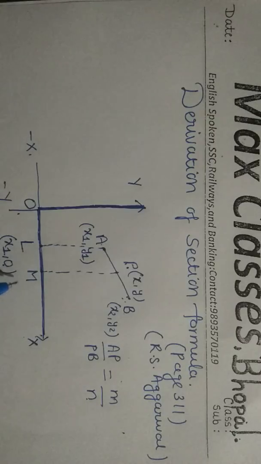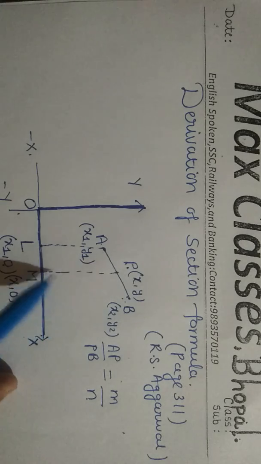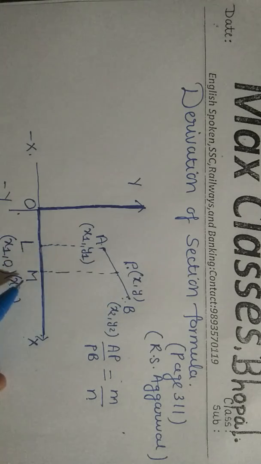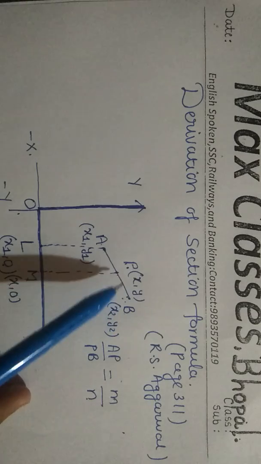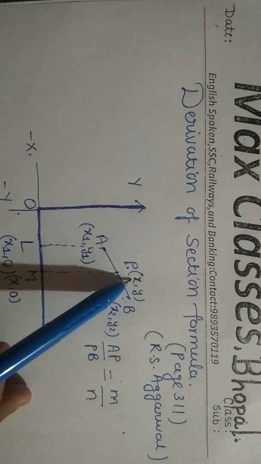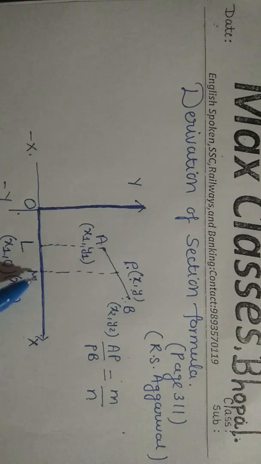Now draw a perpendicular from the point P on the x-axis and name that point as point M, and the coordinate of point M will be x comma 0. Why is it x? Because the point M is lying just below the point P, and the coordinate of P is x comma y. So the coordinate of point M will be x comma 0. Their x coordinates will be the same.